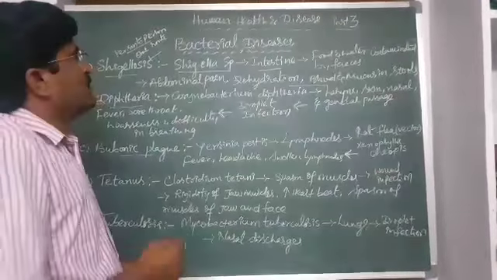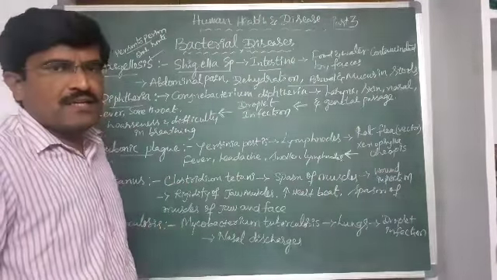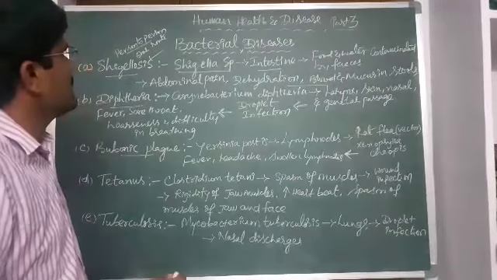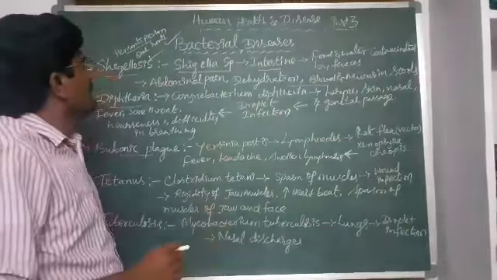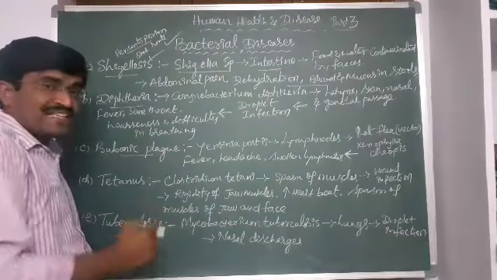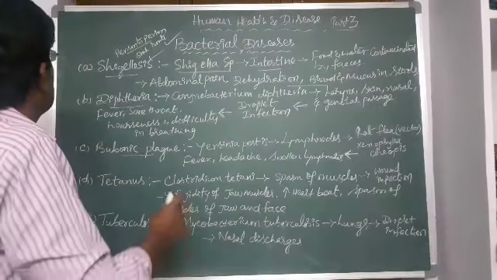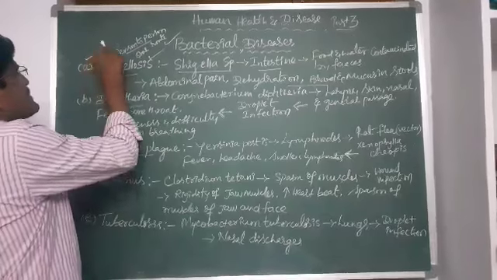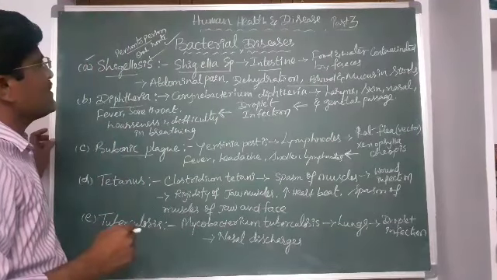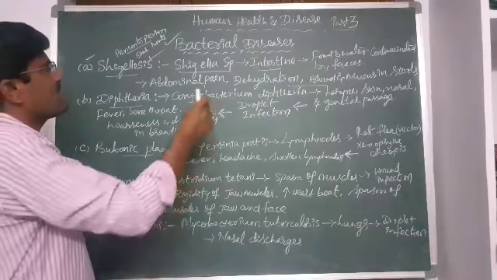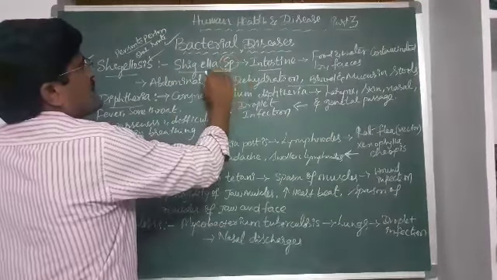In this session, Human Health and Disease Part 3, I will discuss the bacterial diseases. Under this category, some of the examples are A, Shigellosis. It is a bacterial disease. Generally, more species are there, that's why they're calling it Shigella species.